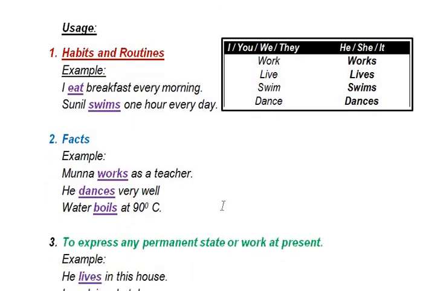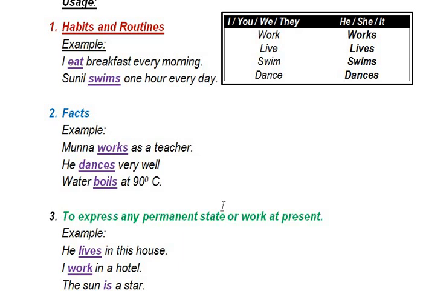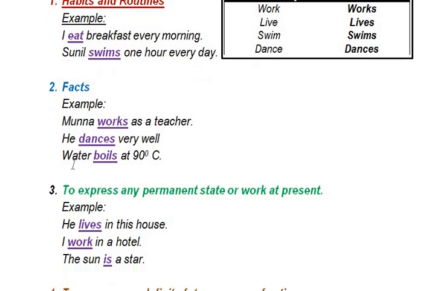And the second usage of present simple tense is about facts. For example, Munna works as a teacher. So it tells about the ability of Munna or the profession of Munna. And the second example, he dances very well. It tells a fact about someone's ability. And one more example, water boils at 90 degrees centigrade. This is the fact about water. Please note that facts can be about people or about things.